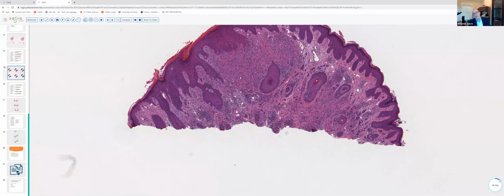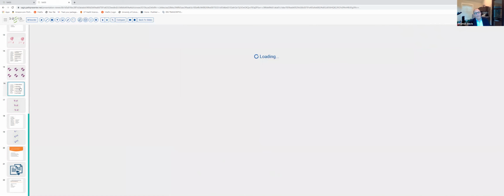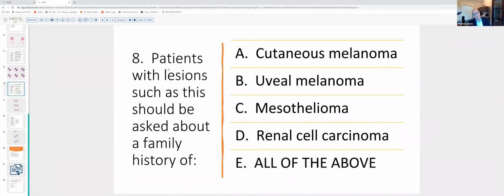And if you're not too sure of the biological behavior, you just call it a BAP1 inactivated melanocytic tumor. Well, with that in mind, the question is, patients with lesions such as this should be asked about a family history of, and of course the correct answer is all of the above. Now clearly, most of the BAP1 inactivated melanocytic nevi that we see are solitary, and most of them are the result of sporadic rather than germline mutations. But patients with germline mutations obviously are at risk for the BAP1 tumor predisposition syndrome.